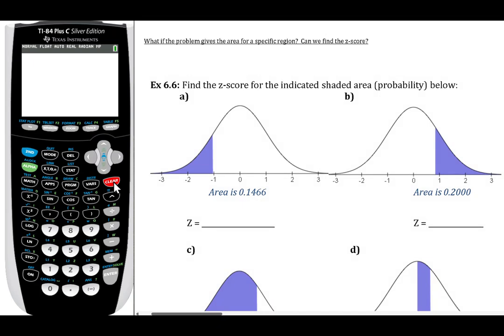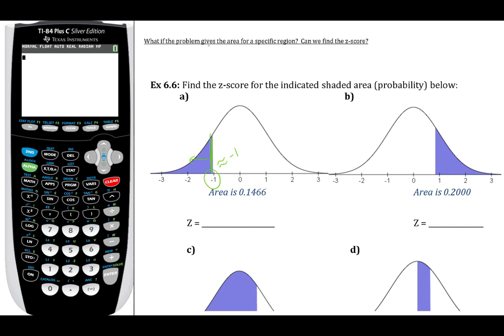So we have example 6.6. It says find the z-score for the indicated shaded area of the probability below. So we're given in part A that the area to the left of some z-score is 0.1466. We know it's to the left because it's shaded to the left. One thing that we can notice here is that the z-score is about -1. It's not exactly -1, but it's about -1. So we'll make sure that our z-score is about -1 when we do these.